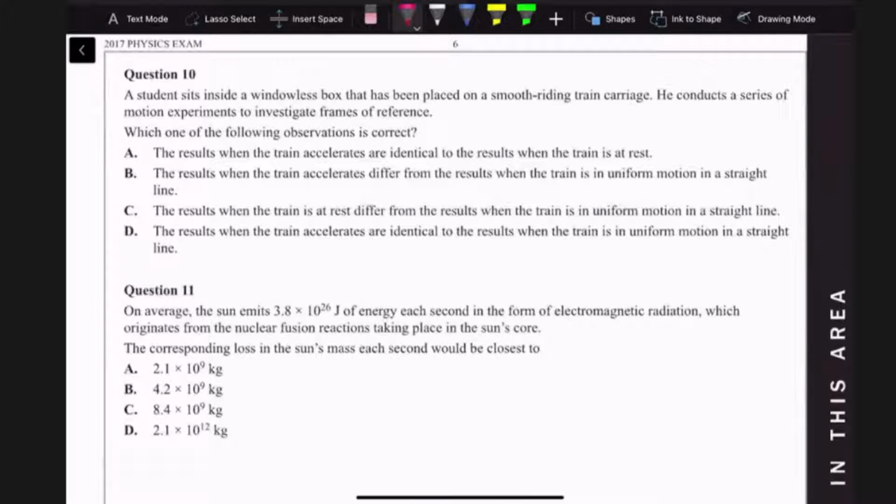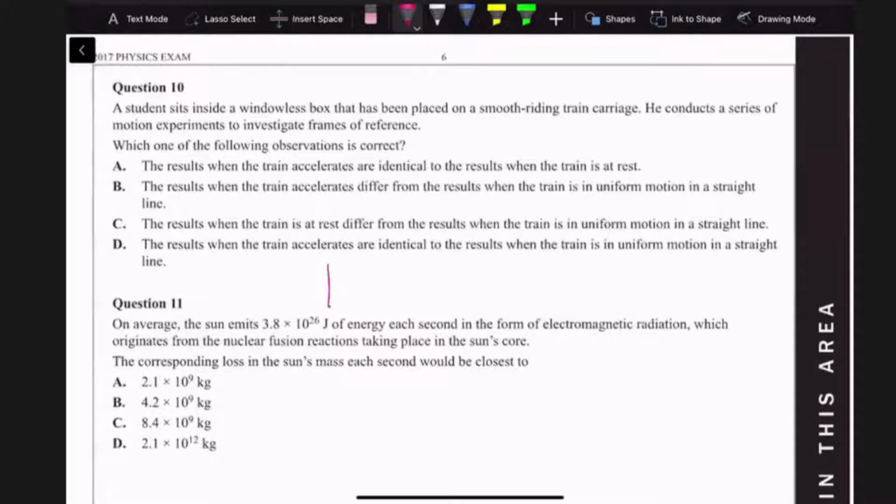So question 10 is the train experiment. I don't know if there's a name for it, but basically it's the one where a constant speed and a velocity of 0 will have the same observations, but if you're accelerating, there was the example of the handles in the train, where if it's accelerating this way, then these move backwards. So using that example, we can see that the results when it's accelerating would be different from when it's in uniform motion. So the answer is B.